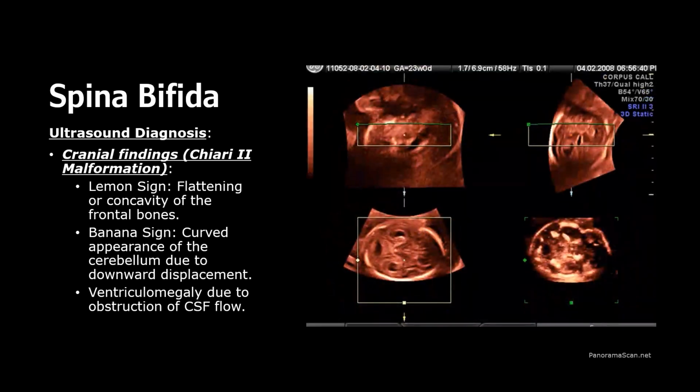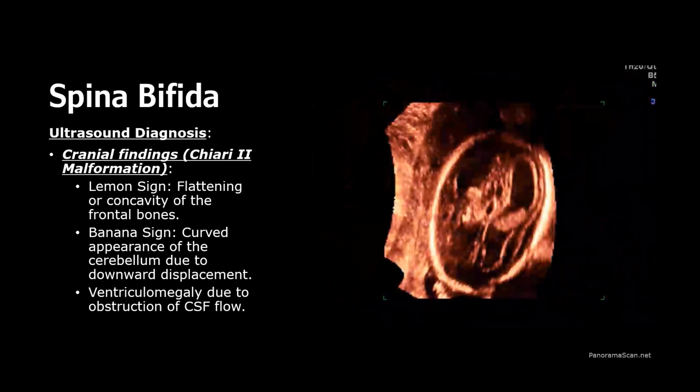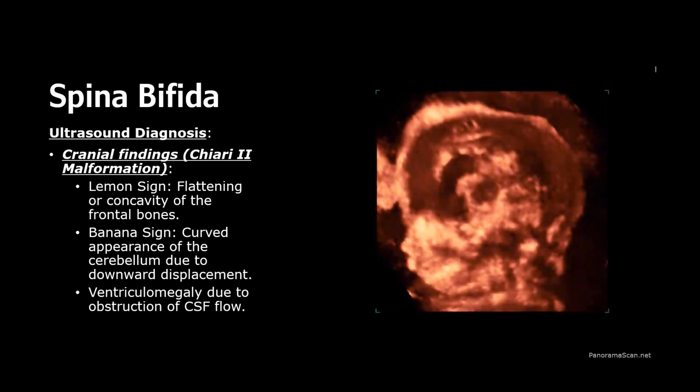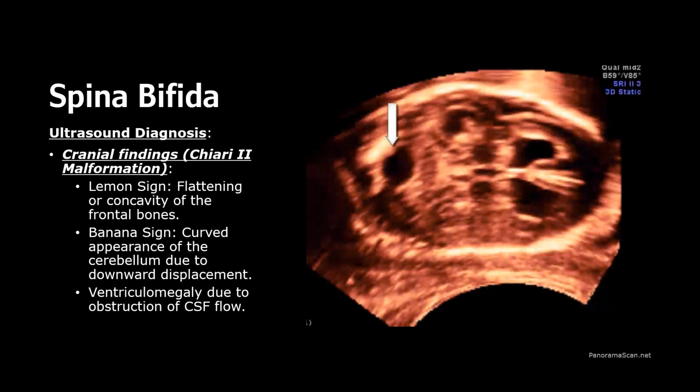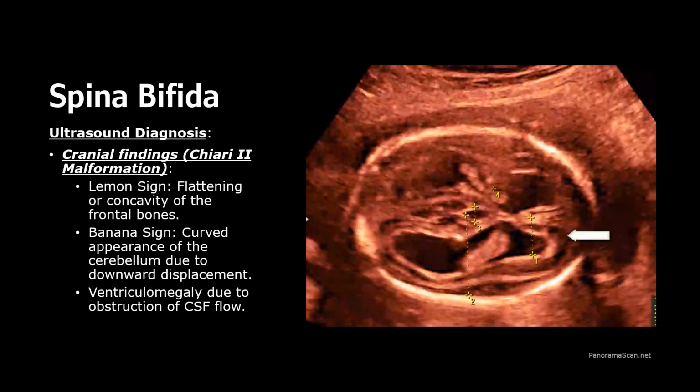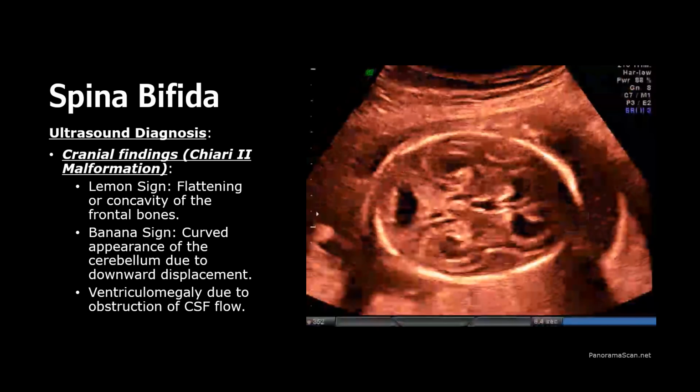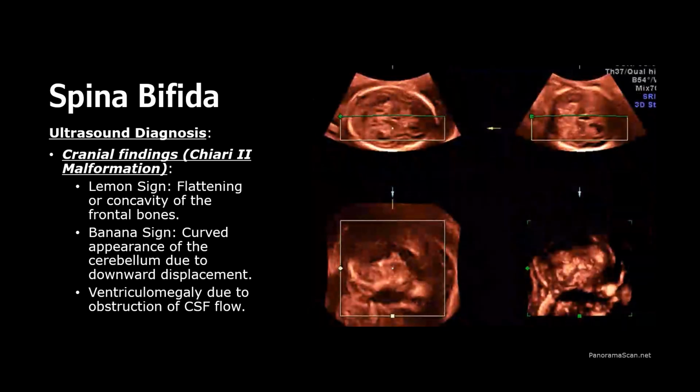Ventriculomegaly is another finding where enlarged ventricles can be observed due to obstruction of the cerebrospinal fluid flow, often as a result of the herniated structures blocking normal circulation. This further leads to increased pressure inside the brain.